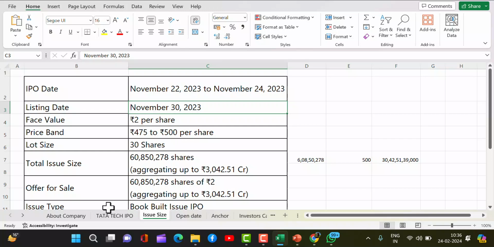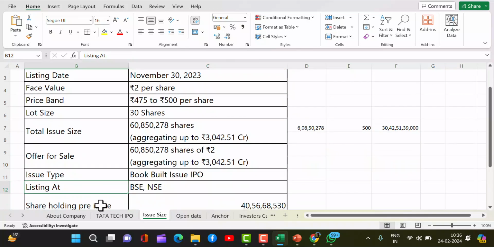Issue type. So the issue type is book build. Okay. Of course, it was not mandatory for Tata Technologies to go for book building because they were already meeting all the criteria. But they have chosen the book building process. Okay. Fine.